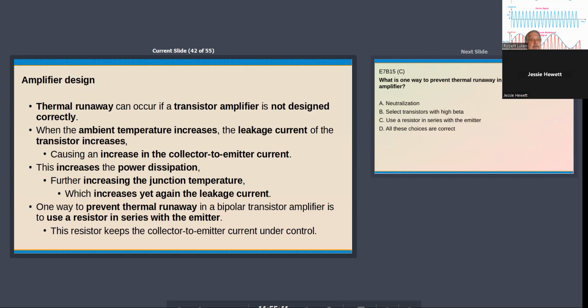Another problem with designing amplifiers, besides the harmonics and stuff, is thermal runaway. As transistors heat up, you get more excited electrons and more current flow, called leakage current. It's kind of a vicious cycle. As the leakage current increases, it creates more heat, and the more heat you have, the more leakage current you have. It gets to a point where it goes unstable and increases until it doesn't work anymore, and you let the smoke out.